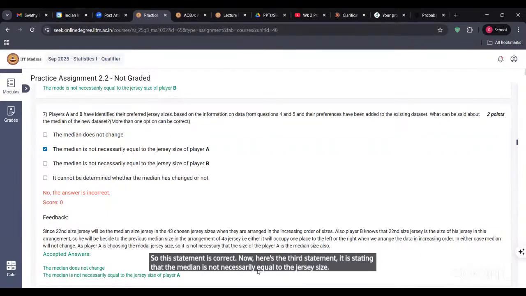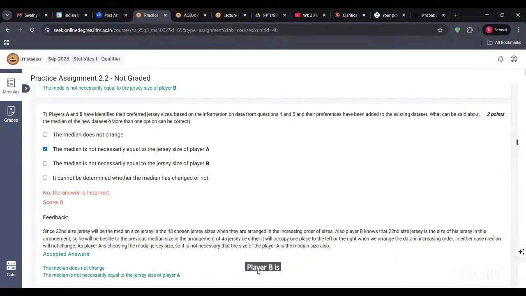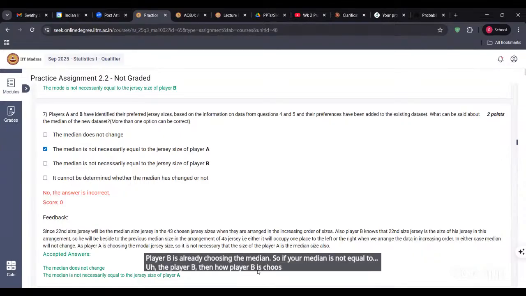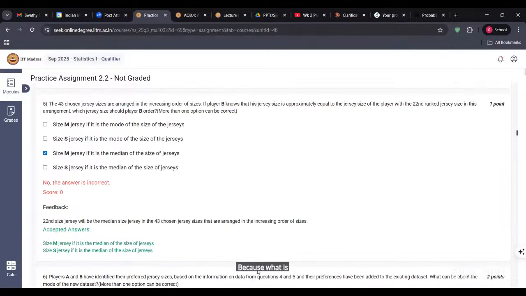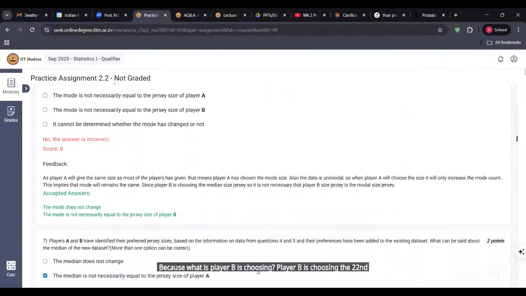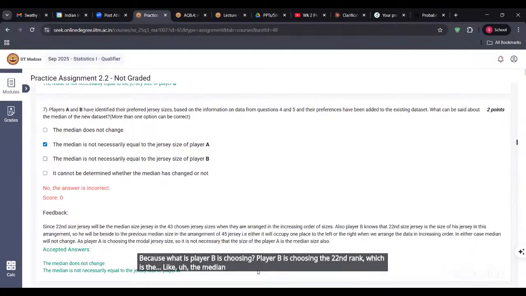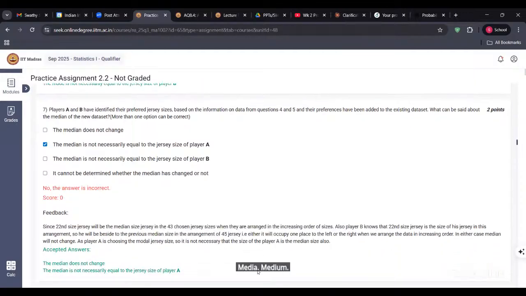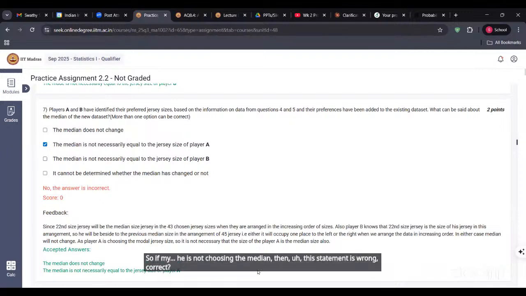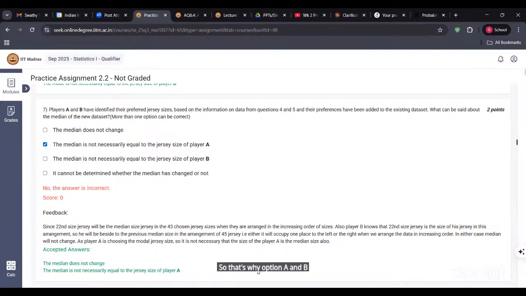jersey size. Player B is already choosing the median. So if my median is not equal to what player B is choosing, then how is player B choosing the median, correct? Player B is choosing the 22nd rank, which is the median, correct? So if he is not choosing the median, then the statement is wrong, correct? So that's why options A and B are correct. Okay, now it's clear. Fine.